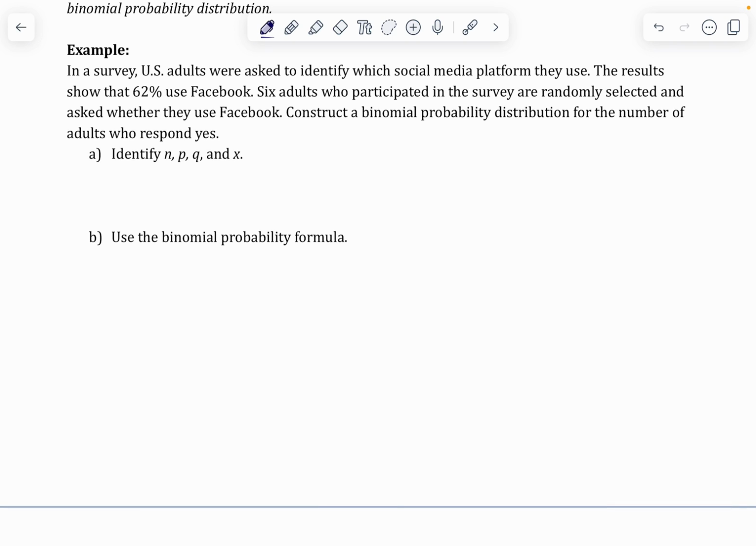So in a survey, United States adults were asked to identify which social media platform they use. The results show that 62% use Facebook. 6 adults who participated in the survey are randomly selected and asked whether they use Facebook. Construct a binomial probability distribution for the number of adults who responded yes. So identify n, p, q, and x first. So our n, we selected 6 adults.